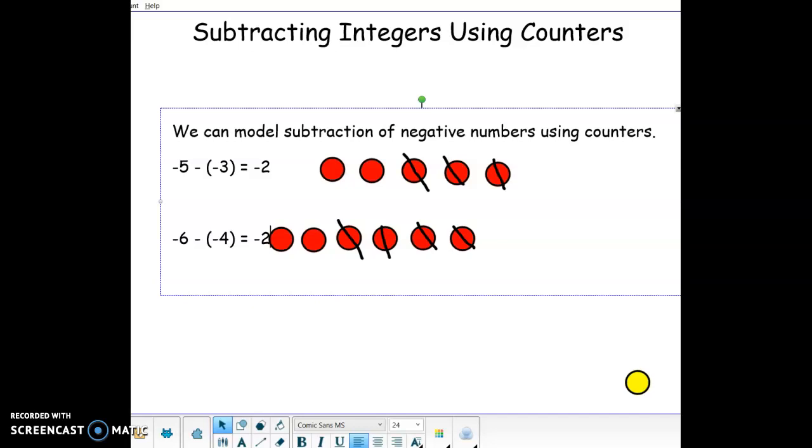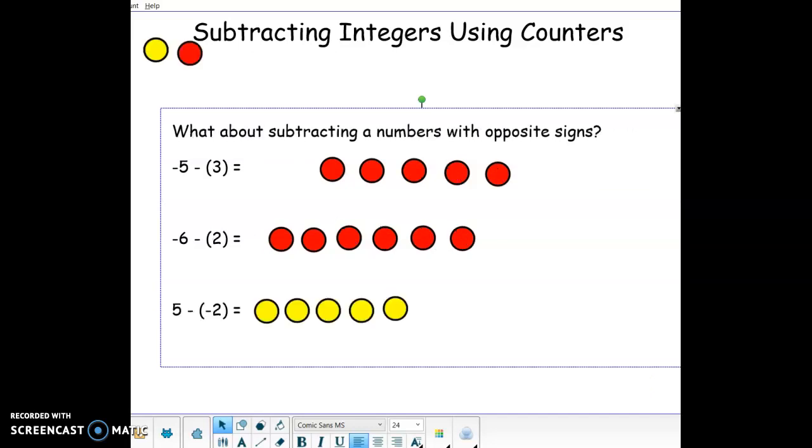But it doesn't work as easily when you have a positive and a negative and you're subtracting them, or a negative and a positive and you're subtracting them. So I'm going to show you how that works using counters on this page. It says, what about subtracting numbers with opposite signs? Here I have the problem. My first one is negative 5 minus positive 3. I started off with my negative 5. I need to take away 3 positives, but if you look here, I have no positives to take away.